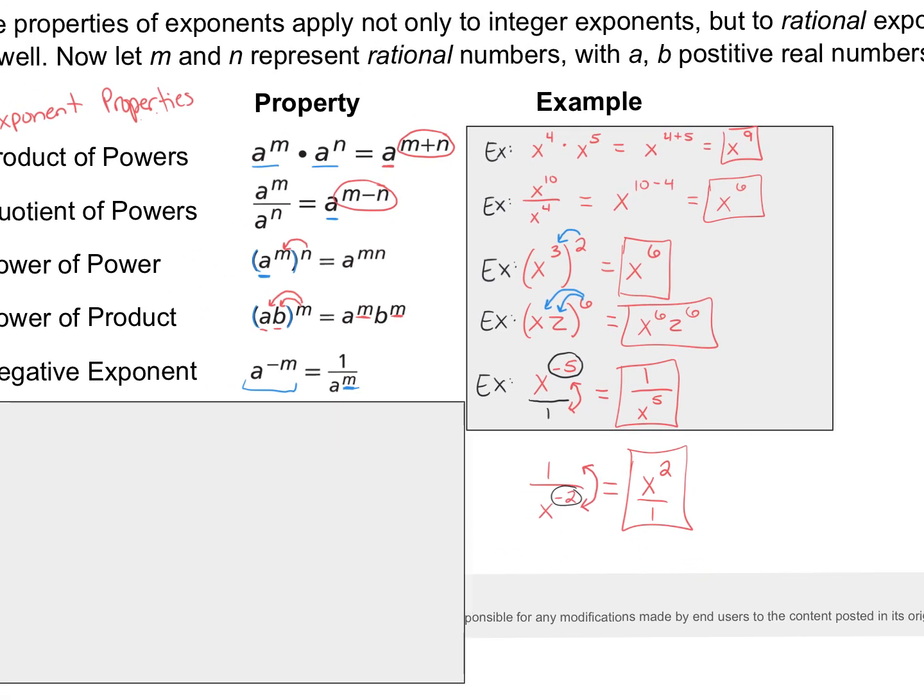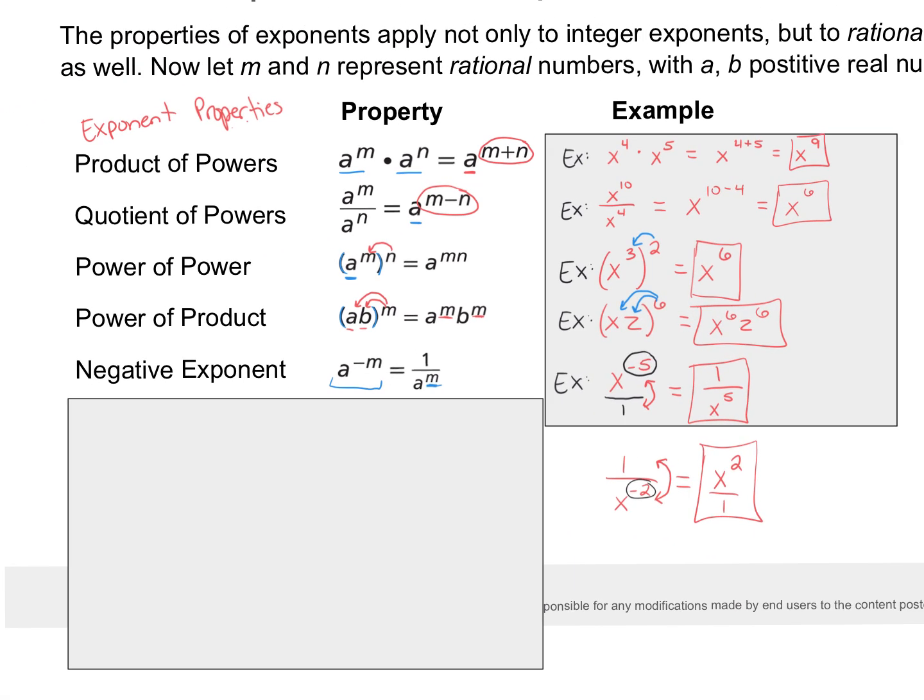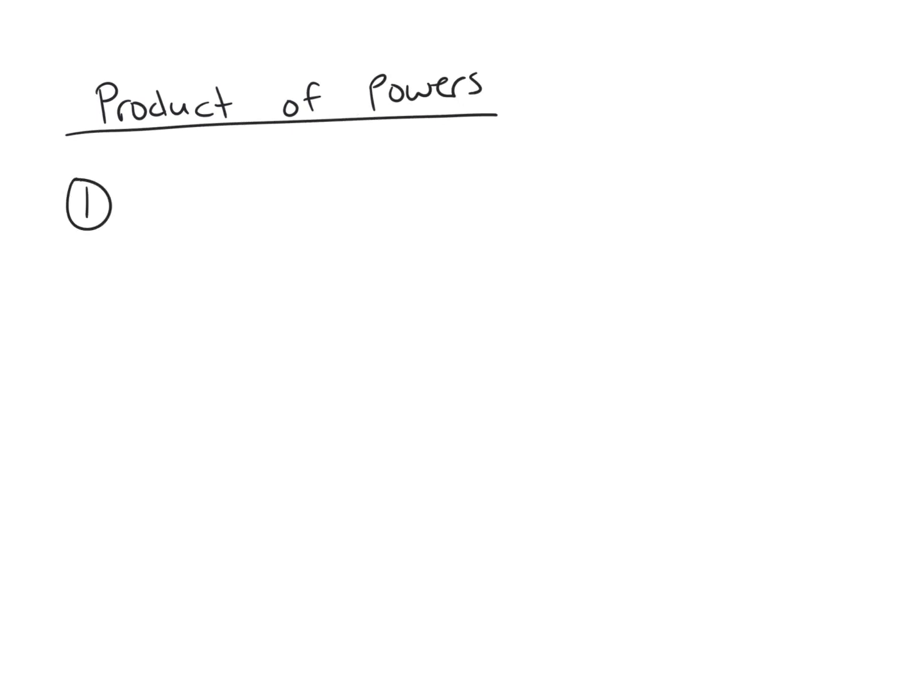So these are your 5 exponent properties. Okay, so the first one we're going to start with is product of powers. A couple examples of this. Okay, so example 1. Let's do x to the 2nd times x to the 5th. Go ahead and try that one.